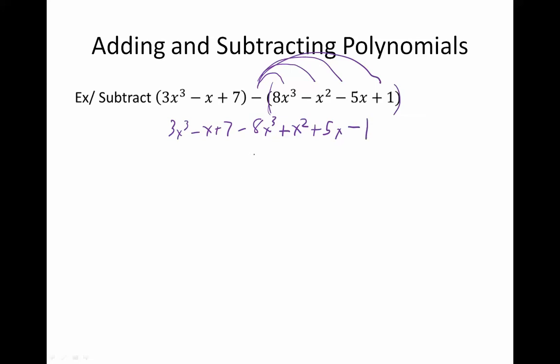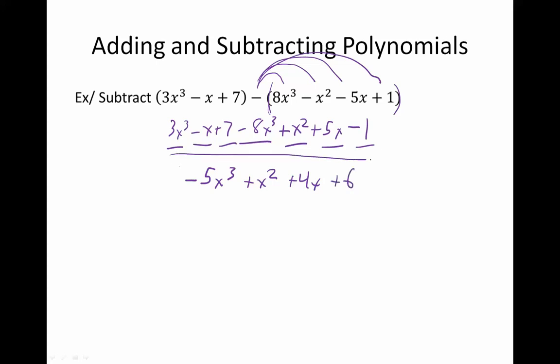So now that we've done that part, we are just going to combine like terms like we did before. 3x cubed, negative 8x cubed, negative 5x cubed. I see only one x squared term, plus x squared. We have a negative x, positive 5x, that's plus 4x. And we have a 7 and a minus 1, so that's plus 6. And there is our final answer. We have combined all the like terms, therefore everything is complete.